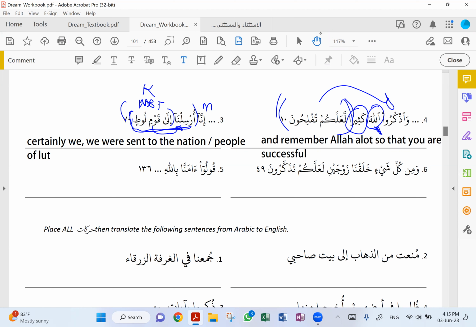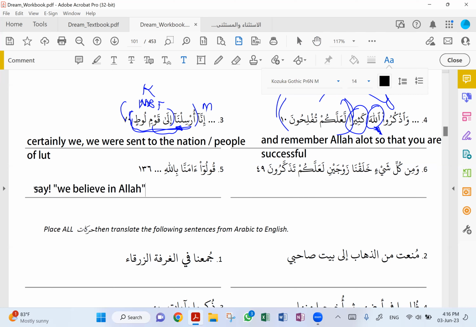Right, number 5. قولوا آمنا بالله. Passive or no passive? Amr. Antum. So how do we translate this? Say, we believe in Allah. Amanna billahi will be maqul al-qawl, right? Yes. That's why I put the quotes. And what are we going to say? We believe in Allah.